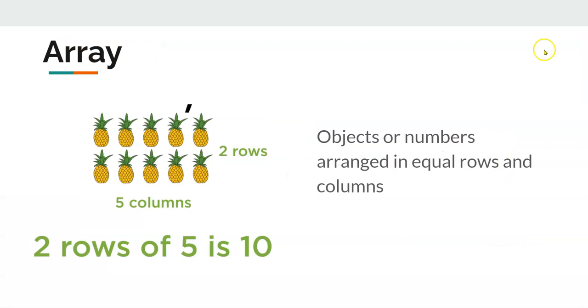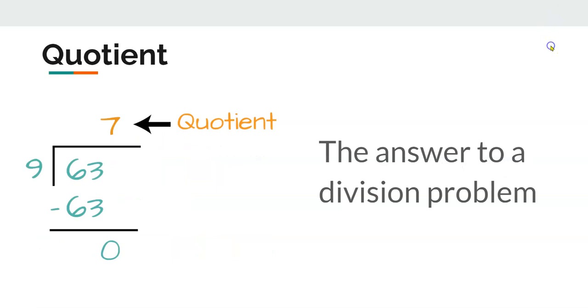All right, and last but not least, what is an array model? An array is objects or numbers arranged in equal rows and columns. So over here we have everything arranged in equal rows and columns, and this is a way that we can model multiplication and division.